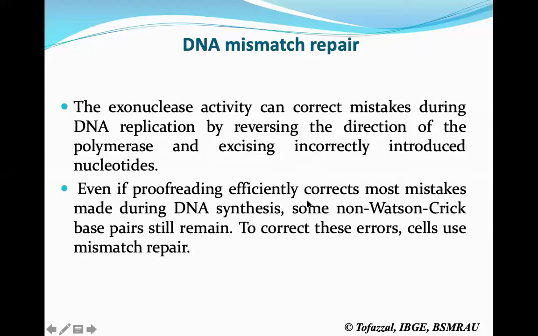Even if proofreading efficiently corrects most mistakes made during DNA synthesis, some non-Watson-Crick base pairs still remain. Watson-Crick base pairing means A binds with T, C with G. This is the standard, and in the double helical structure the double strand remains this way for balance. But even when proofreading takes place, some base pairs still remain incorrect. To correct these errors, cells use mismatch repair.